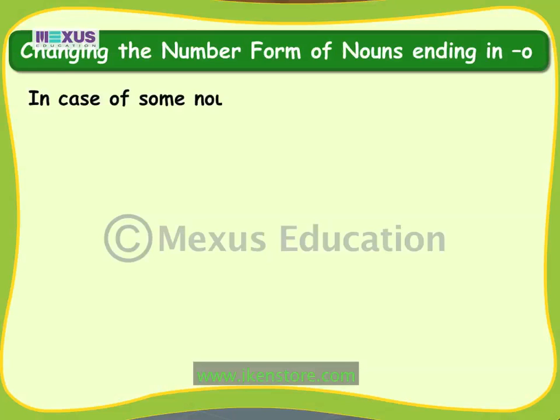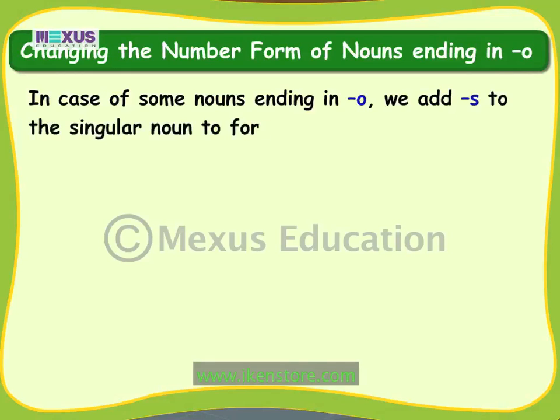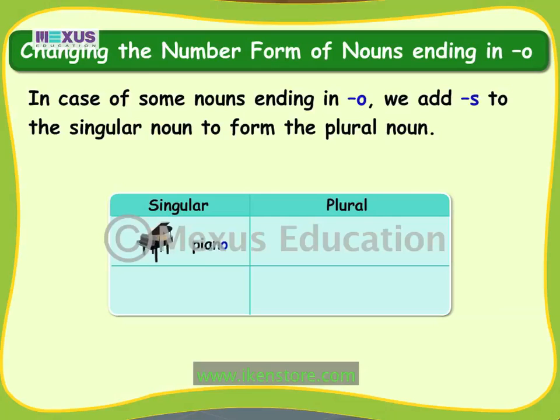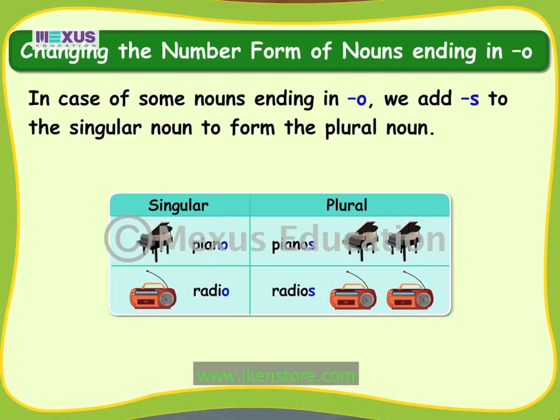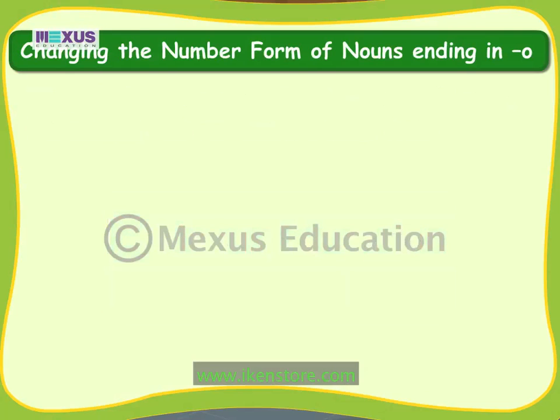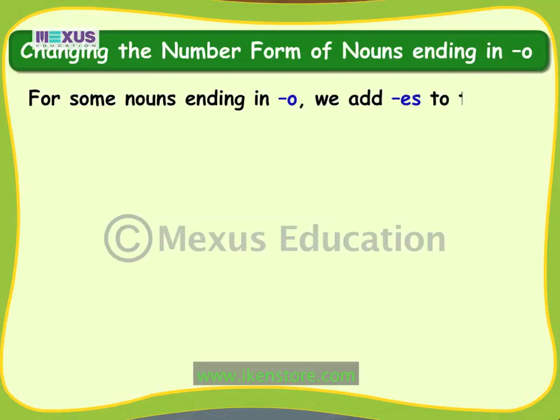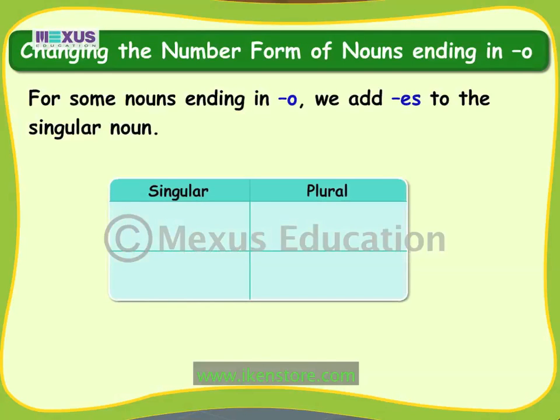In case of some nouns ending in O, we add S to the singular noun to form the plural noun. For example, piano and pianos, and radio and radios. For some nouns ending in O, we add ES to the singular noun. For example, we have the singular and plural forms of the nouns potato, potatoes, and mango, mangoes.